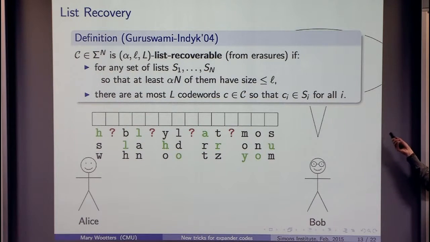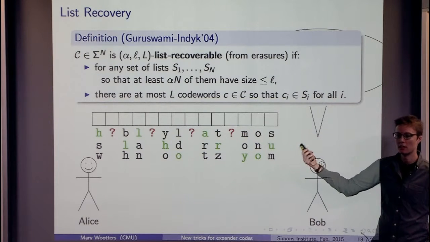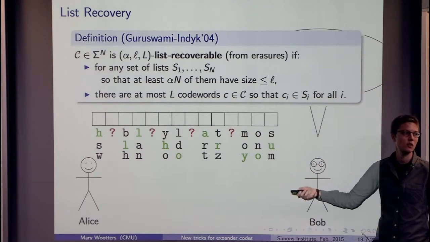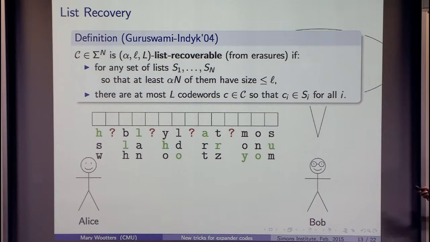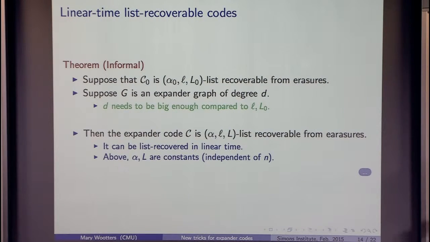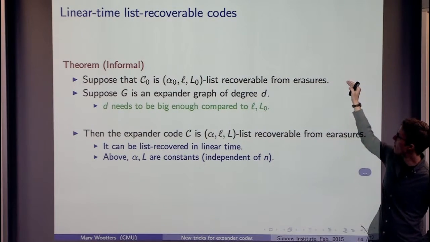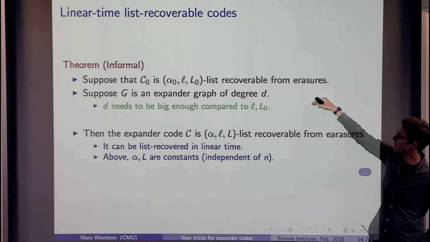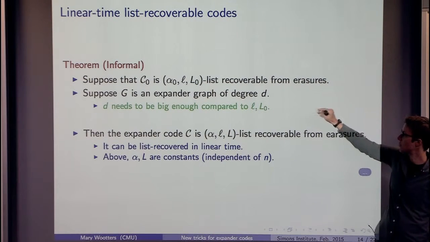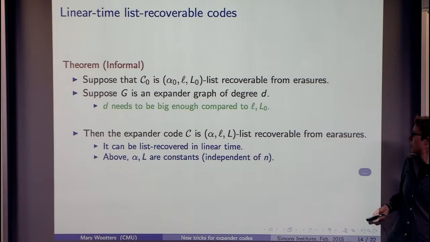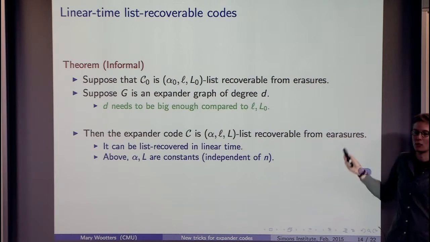Yeah, and so I should mention the list recoverability is related to, like I said before, list decoding and is useful in a lot of other things. Okay, and so what is our result? Same type of setup. If we have an inner code that is list recoverable from erasures, an expander graph of degree d, which needs to be big enough, then the outer code is also list recoverable from erasures.